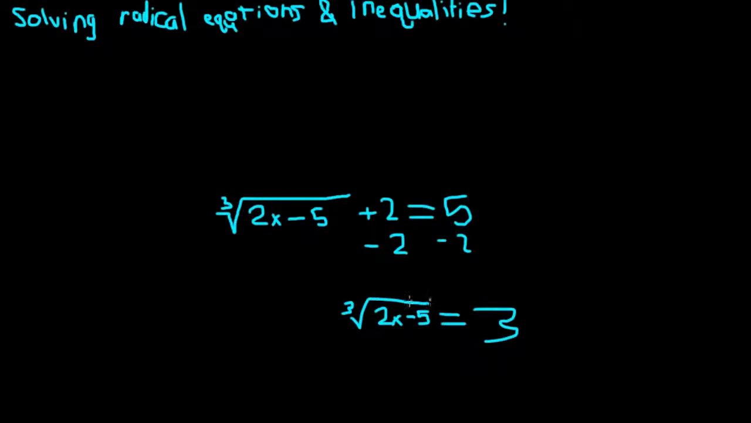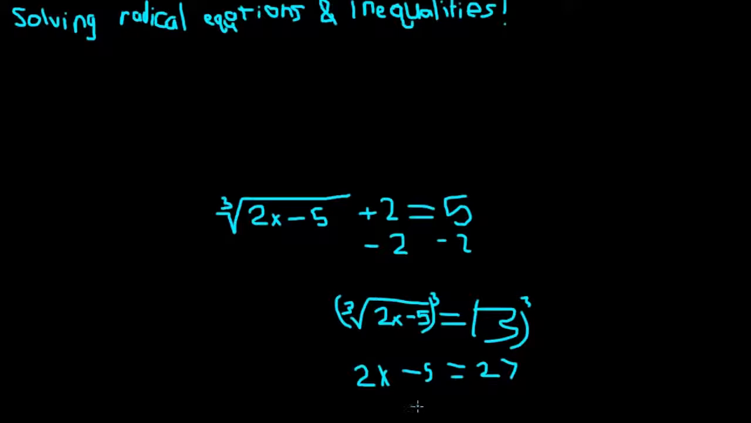Okay, so then since the index is 3, you raise this to the power of 3, and then this to the power of 3. So you're going to cube everything. So this will cancel out. You'll have 2x minus 5, and then this one will cube out like a regular number. So this will be 27.